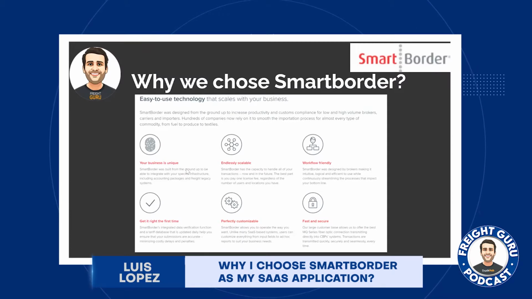Why I chose Smart Border as my SaaS application for customs processes. Easy to use technology that scales with your business. Smart Border was designed from the ground up to increase productivity and customs compliance for low and high volume brokers, carriers, and importers. Hundreds of companies now rely on it to smooth the importation process for almost every type of commodity, from fuel to produce to textiles.